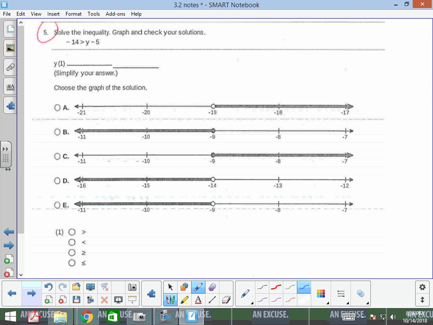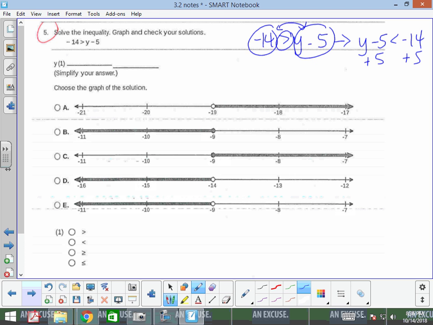All right, number 4, we have negative 14 is greater than y minus 5. Let's go ahead and flip it around. So we have y minus 5 is less than negative 14. So I switched the y minus 5 and the negative 14 around, and therefore also have to flip that symbol around. Now add 5 to both sides, and y is less than negative 9.